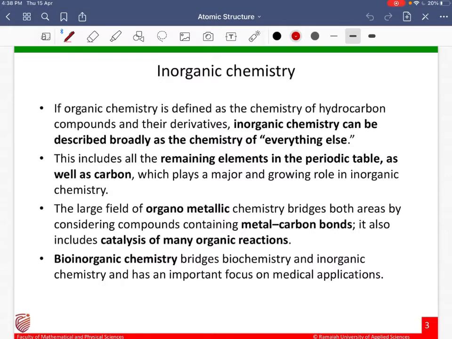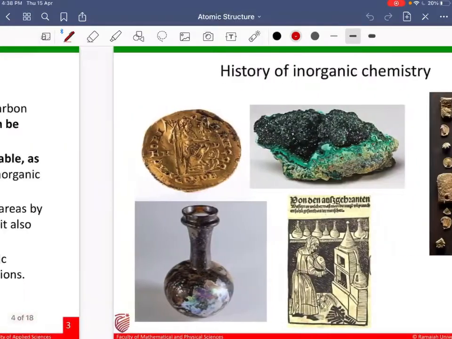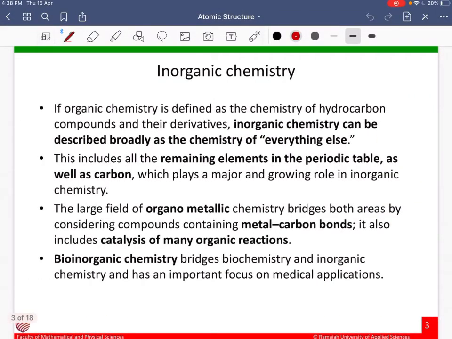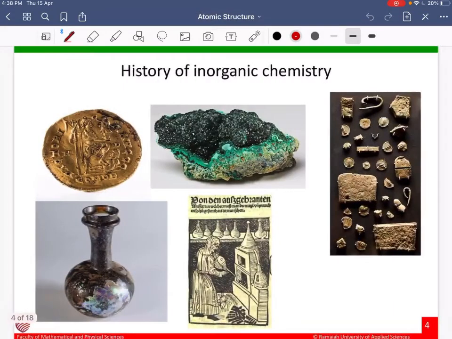Bioinorganic chemistry bridges biochemistry and inorganic chemistry and has an important focus on medical applications. Also, environmental chemistry includes the study of both inorganic and organic compounds. We will go into a little bit of the history of inorganic chemistry.